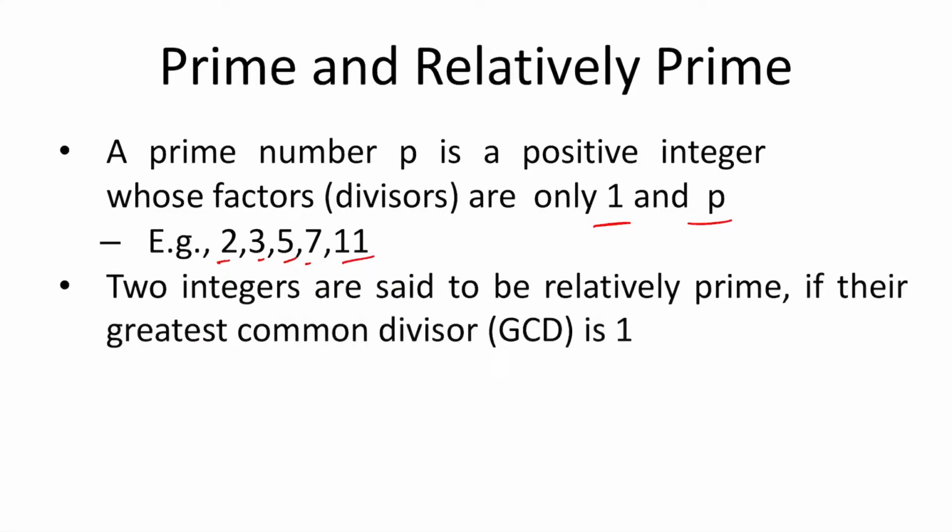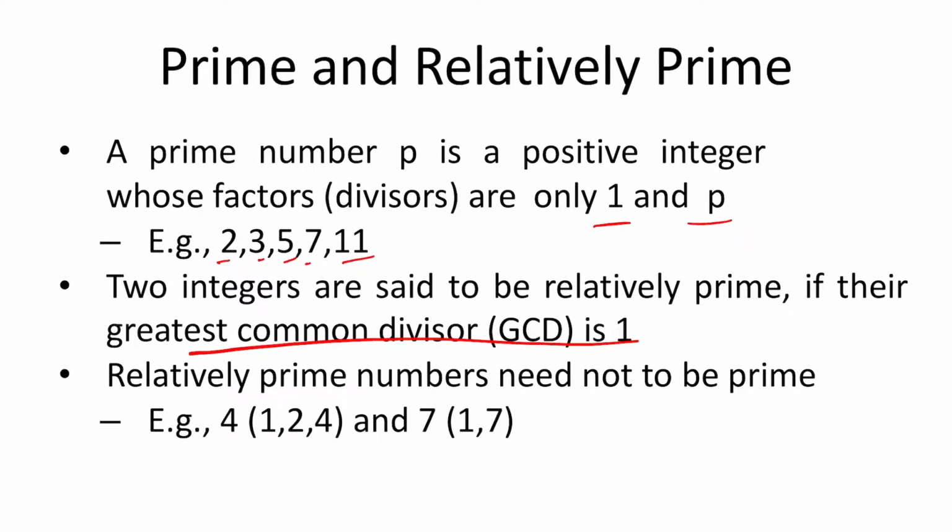However, two integers are said to be relatively prime if their greatest common divisor is 1. Also, two numbers can be relatively prime to each other, even if both of them are not prime. For instance, 4 is not a prime number, however, it is relatively prime to 7, since the greatest common factor amongst the factors of 4 and 7 is 1. So 4 has factors 1, 2, and 4, and 7 has factors 1 and 7. The greatest common factor amongst these two is the number 1. So this means that they are relatively prime to each other.